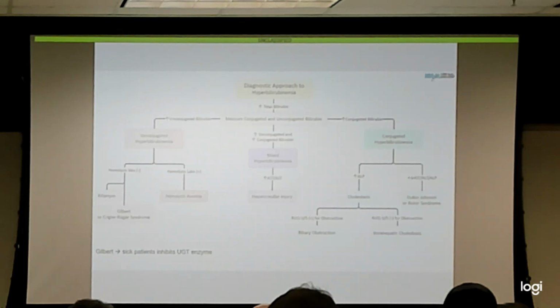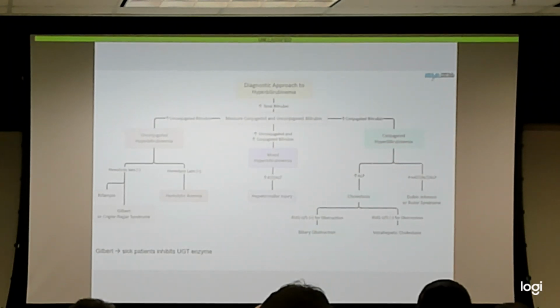If I've got elevated total bilirubin, with elevations in both my unconjugated and conjugated, it's mixed. And so if I've got a little elevation of my AST and ALT, then I know it's hepatocellular, something in the cell. It's still conjugating, but it's not going into the bile ducts, it's leaking out of the hepatocytes back into the blood. And so I've got hepatocellular injury.